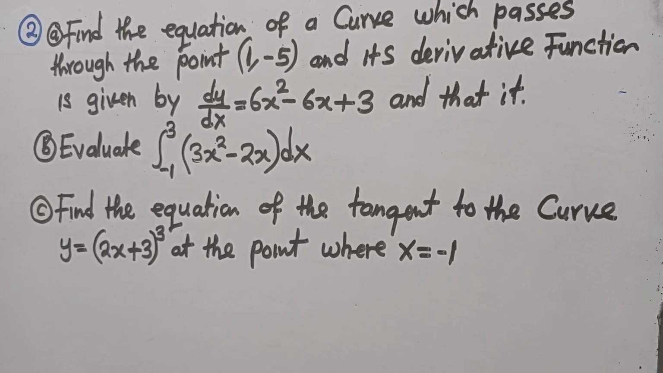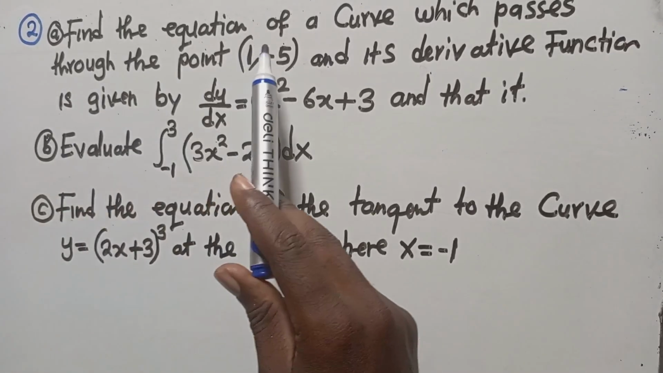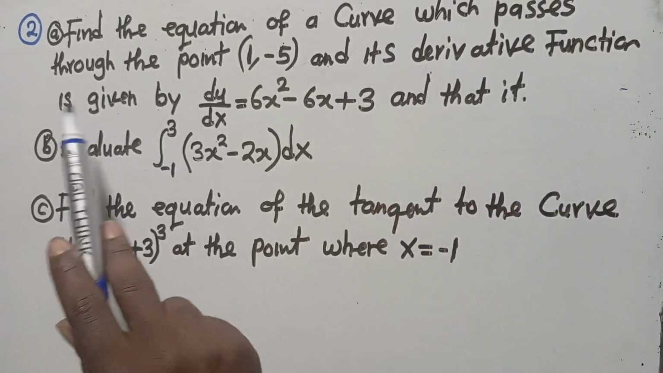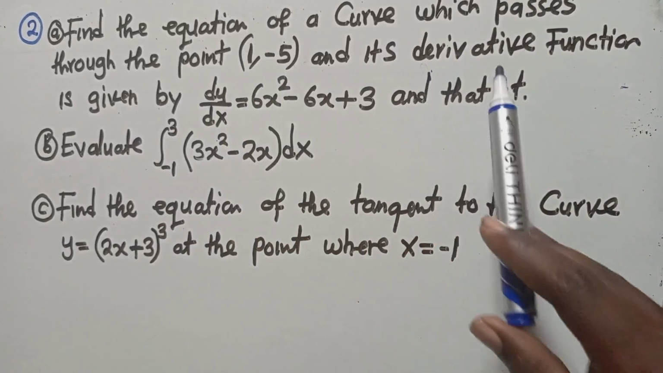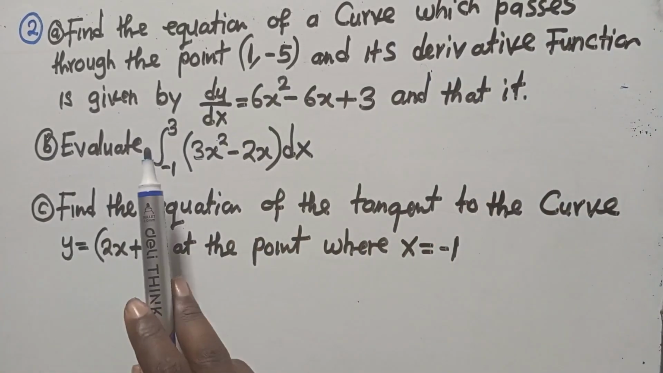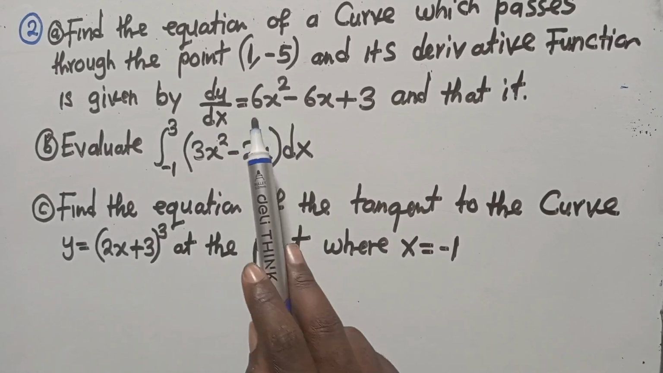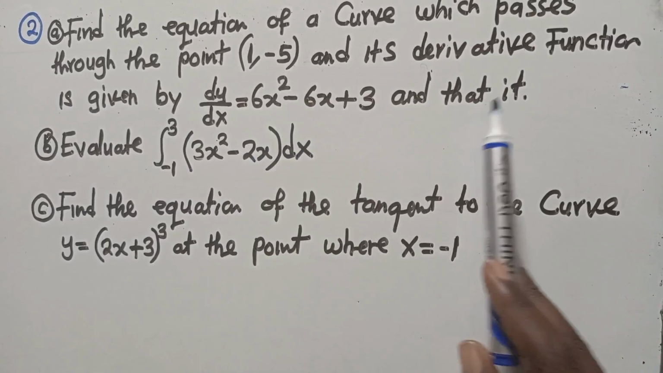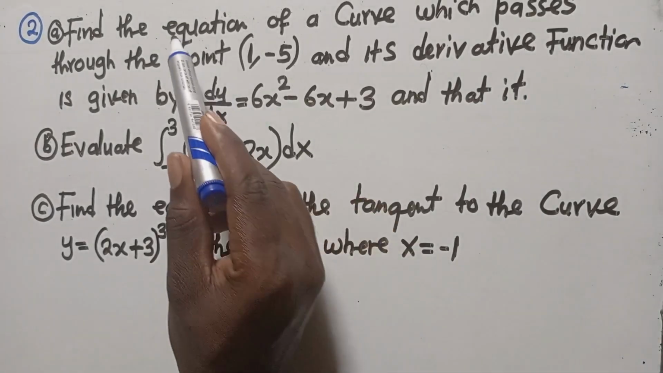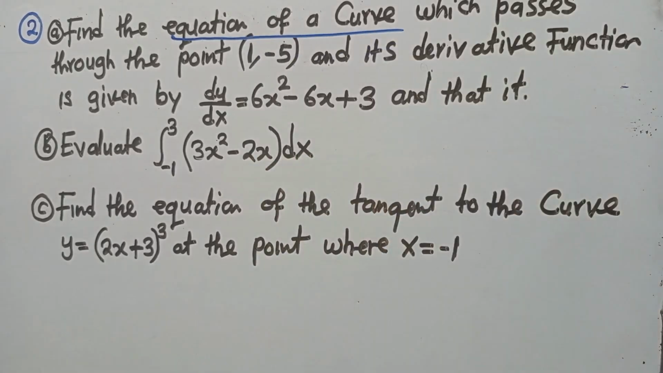So the first question is saying that find the equation of a curve which passes through the point (1, -5), and its derivative function is given by dy/dx = 6x² - 6x + 3. And the question is telling us to find the equation of the curve. How then do we find the equation of the curve?